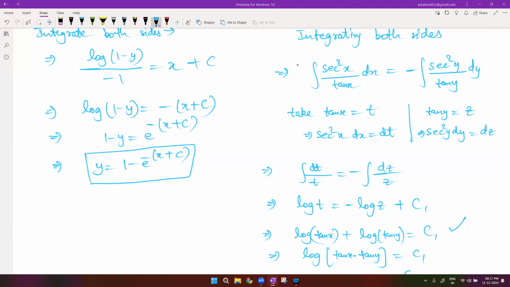dx upon x is equal to dy upon y log y. Sir, it's correct. Yes, dx upon x is equal to dy upon y log y. This is correct. Okay, next one. This is pretty easy.